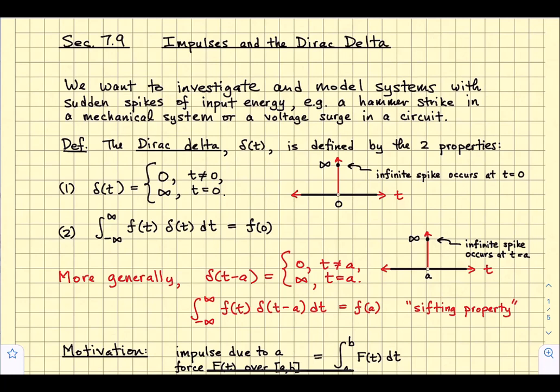Section 7.9, Impulses and the Dirac Delta. In this section, we want to investigate and model systems with sudden spikes of input energy, for example, a hammer strike in a mechanical system or a voltage surge in a circuit.